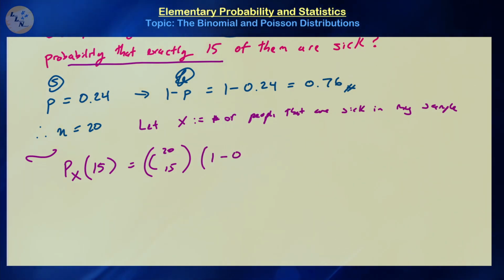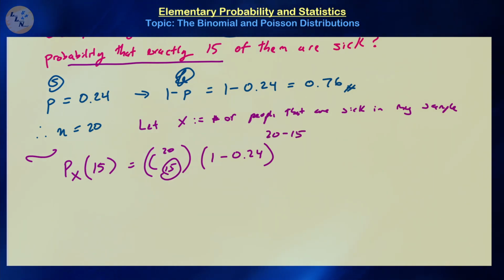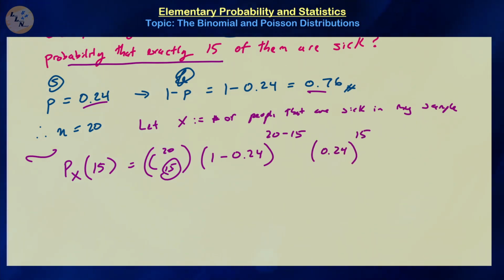Then we have the probability of failure to the number of failures, which is going to be 20 minus 15, right? Because we're focusing on 15 sick people, that means 20 minus 15 of them, which is 5, are not sick, right? Because the probability that you're sick is 24%, which means the probability that you're not sick is 76%. And then times the probability that you are sick to the power of the number of sick people in my sample that I'm interested in observing.